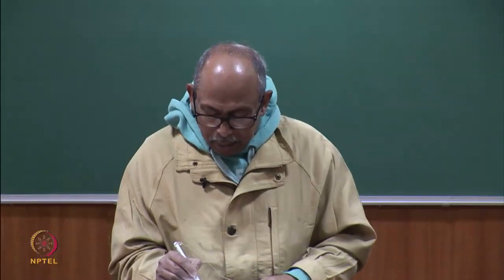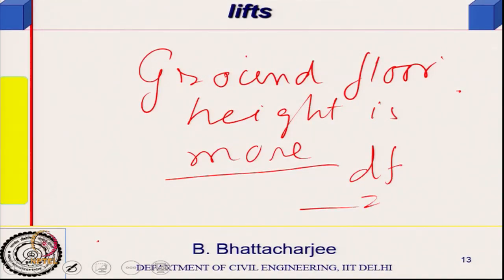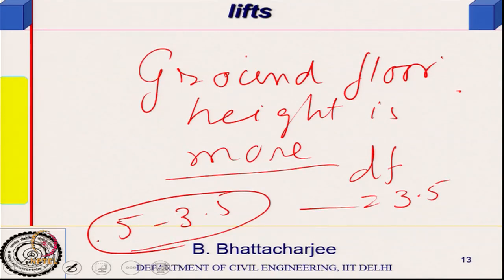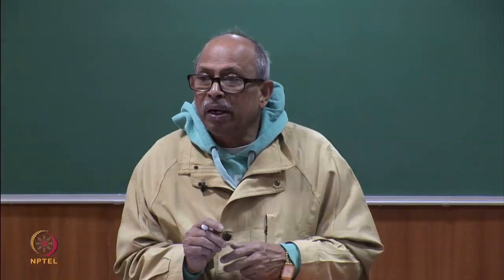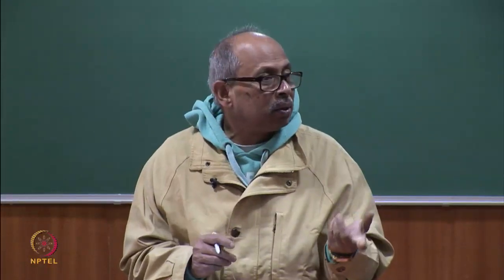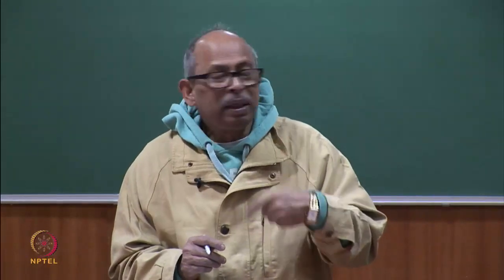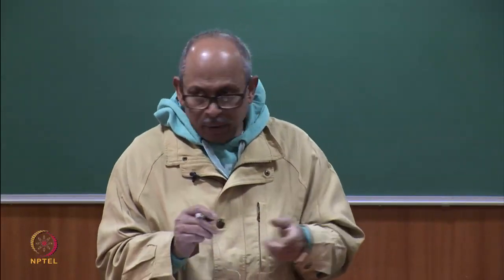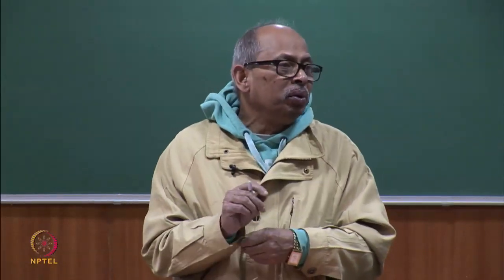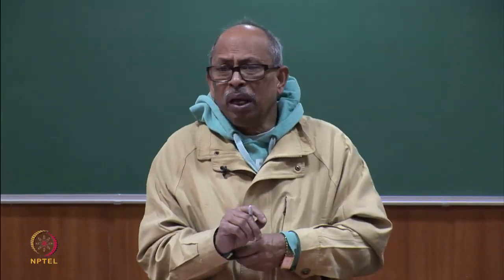For example, typical DF, floor to floor distance, let us say, is 3.5 meters. Let us say the ground floor height is 5 meters. Then you have now 5 minus 3.5, an additional 1.5 meters. Now, that additional 1.5 meters will be travelled at constant speed. So, that time you have to add twice, while going up and going down. So, that time has to be added into the round trip time. Such kind of small details you have to handle depending upon the situation.